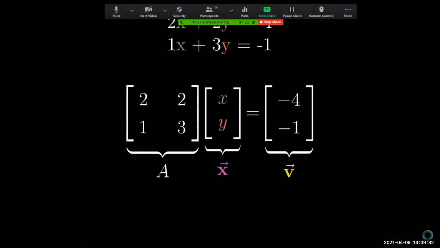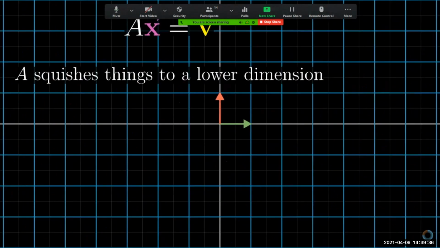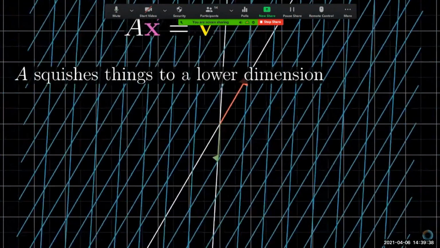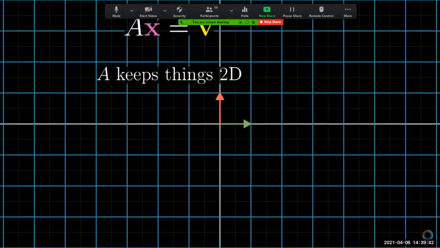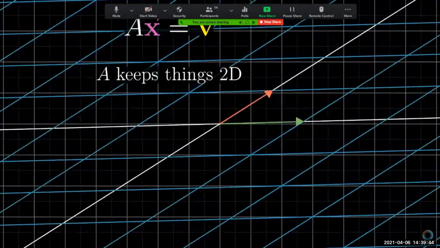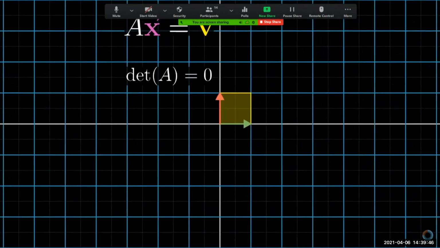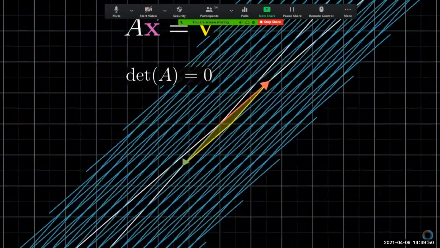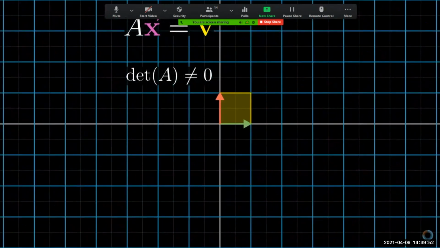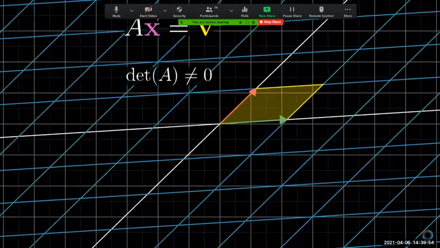Now, how we think about the solutions to this equation depends on whether the transformation associated with A squishes all of space into a lower dimension, like a line or a point, or if it leaves everything spanning the full two dimensions where it started. In the language of the last video, we subdivide into the cases where A has zero determinant and the case where A has non-zero determinant.